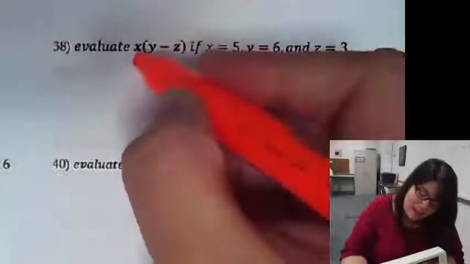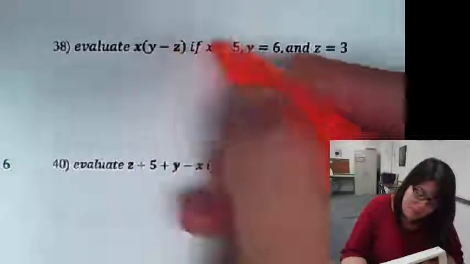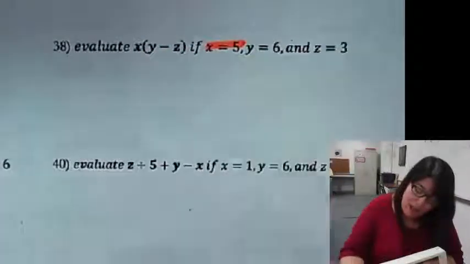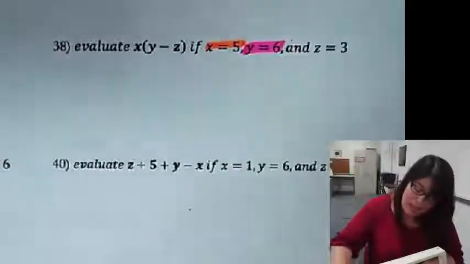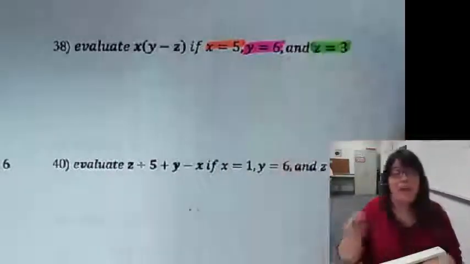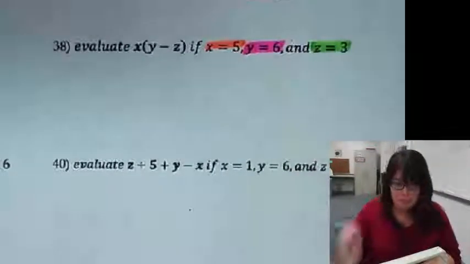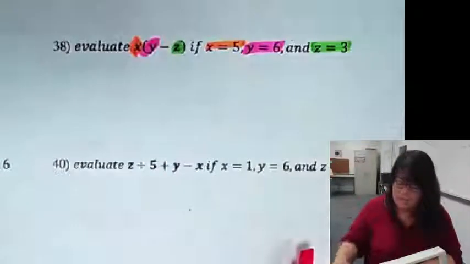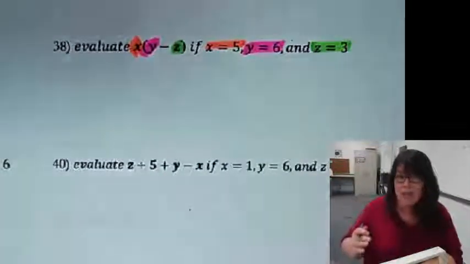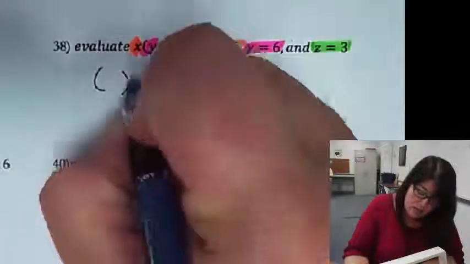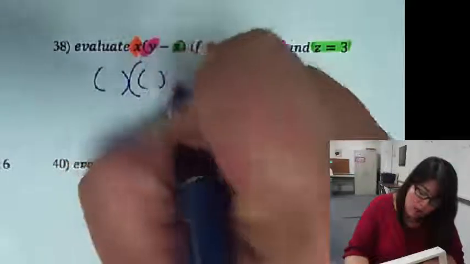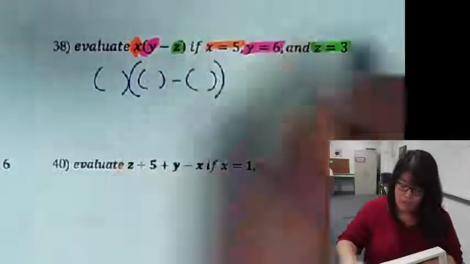Evaluate x times the quantity y minus z if x equals 5 and y equals 6 and z equals 3. I have 3 things to substitute. So I'm going to take my time here. Z is there, y is there, x is here. And since I know everything that I substitute has to be in parentheses, I'm going to set this up. X, that's where my y will go, and that's where my z will go.